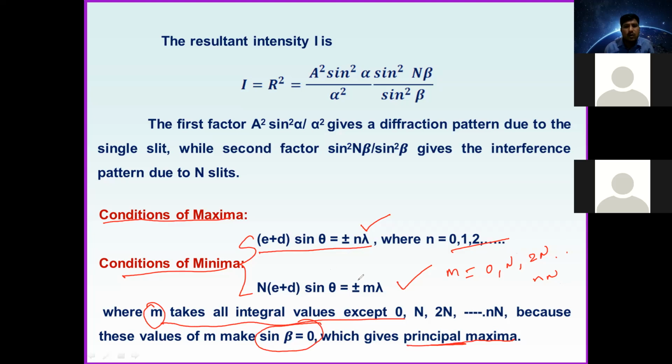So when this is going to be sin β, m, if this is so, if I is equal to maximum only, you should check it completely.